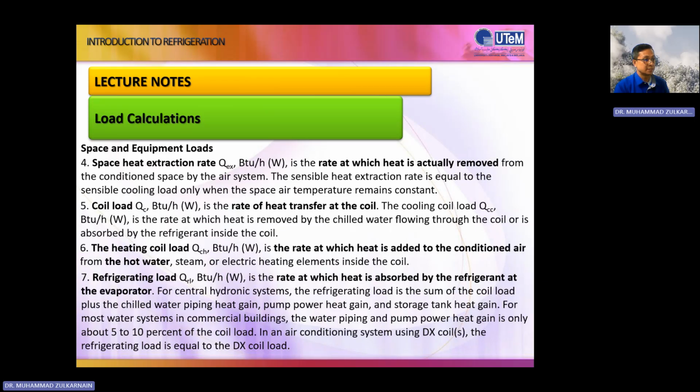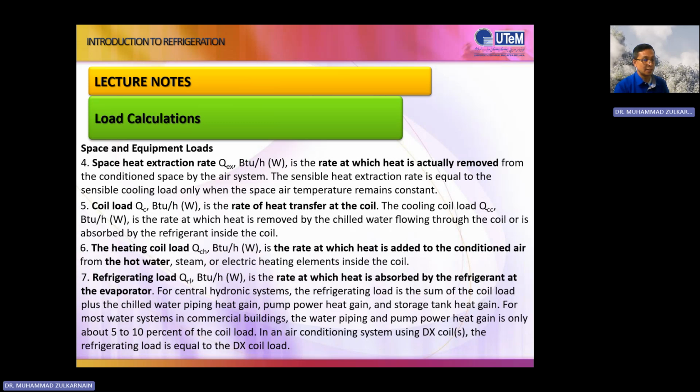Then another parameter is the coil load, the rate of heat transfer at the coil. The cooling coil load is the rate at which heat is removed by the chilled water flowing through the coil or absorbed by the refrigerant inside the coil.